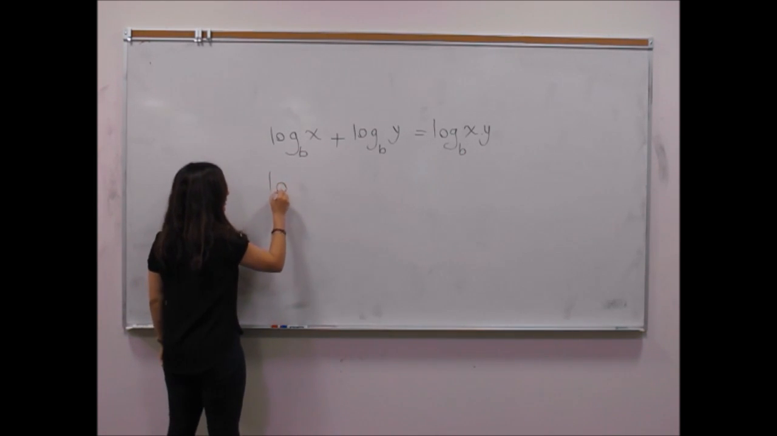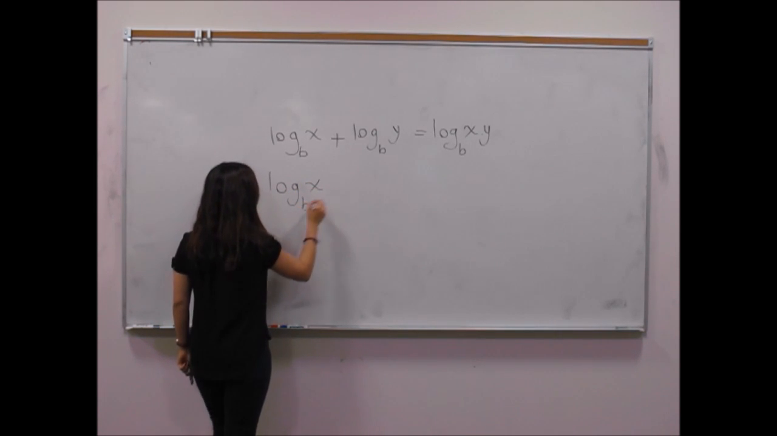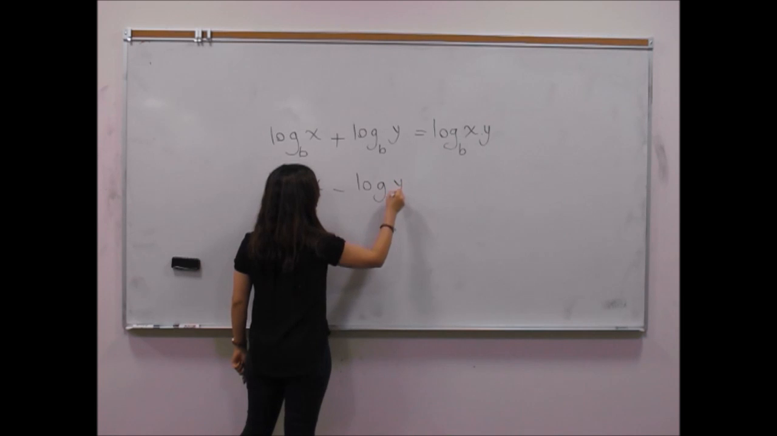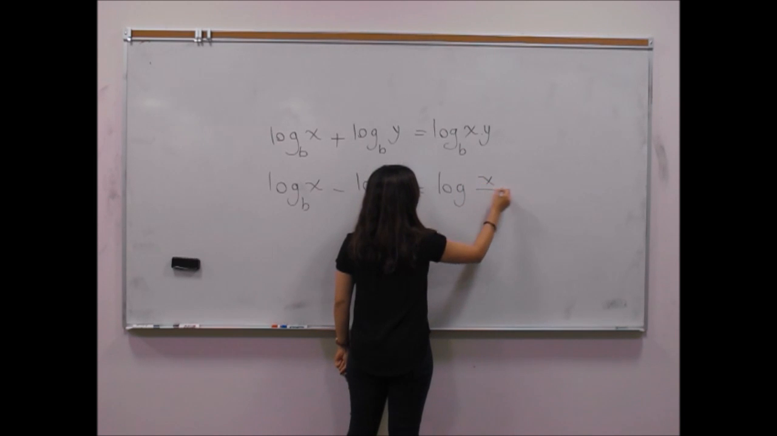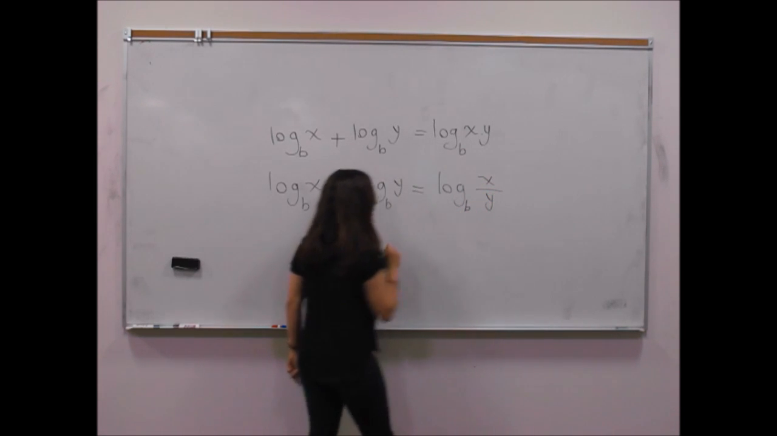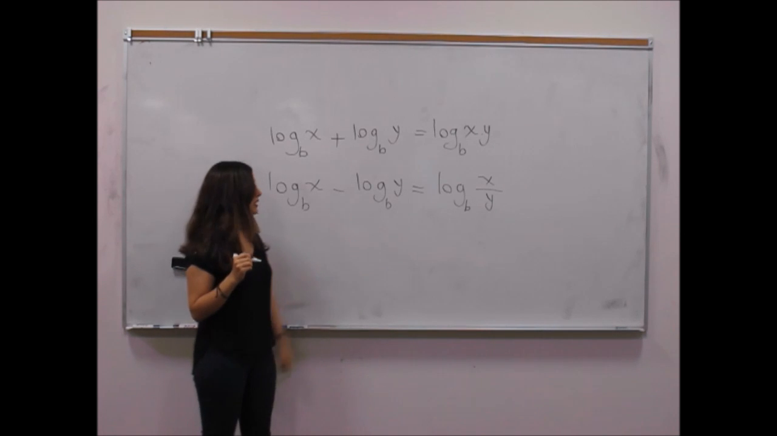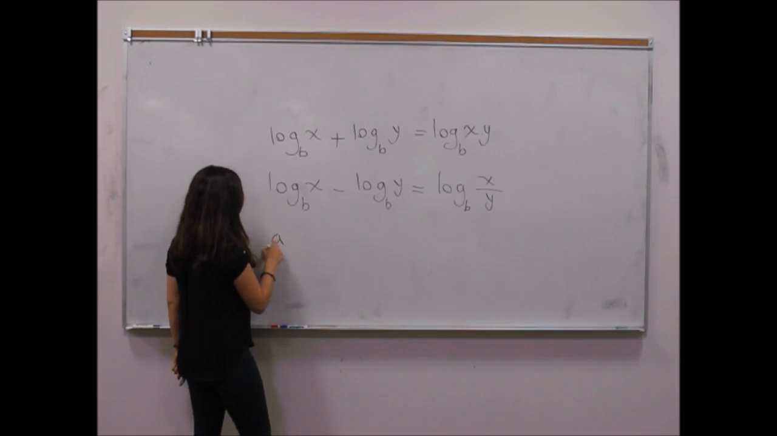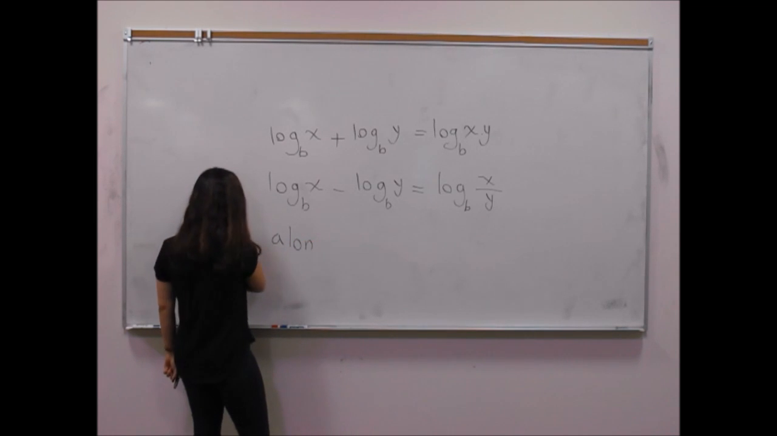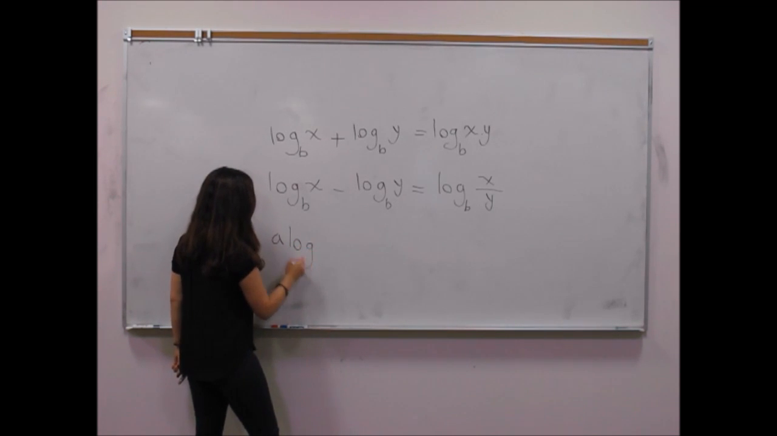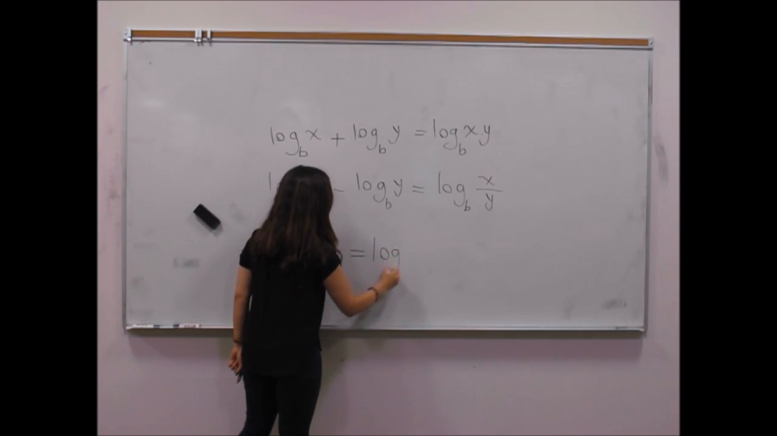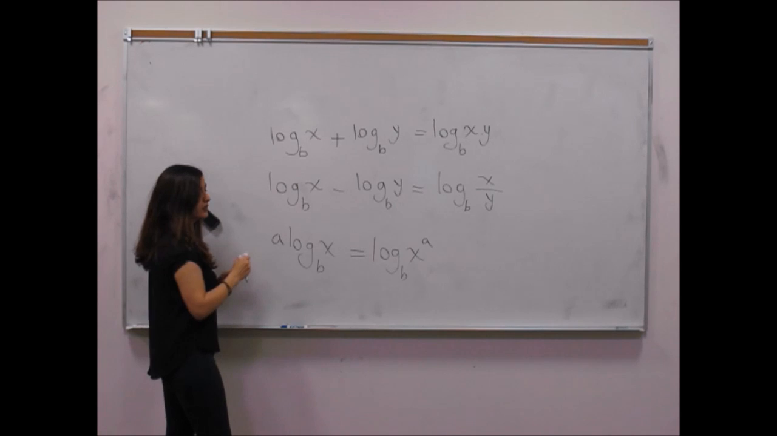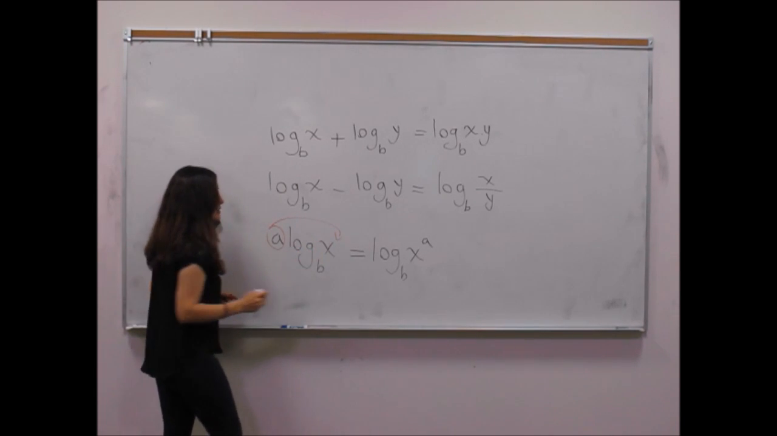But if they are getting subtracted by each other, I can rewrite it as log of x divided by y, base b. Again, bases are the same. And if I have some number, some constant, getting multiplied by the log, I can rewrite this as log of x to the a, base b. So this coefficient here moved to here as the exponent of the argument.